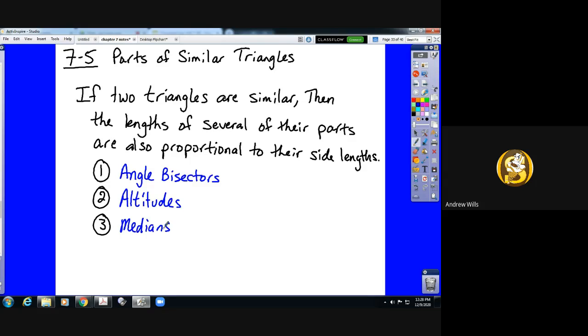Okay, so it's worth noting that those 3 types of line segments in a triangle share the same proportion between a pair of similar triangles as the side lengths and the perimeters of the triangles themselves. So basically, it just gives me more problem types that I can assign you where you have to go in and find a missing length. It gives me more options on how to write the problems.